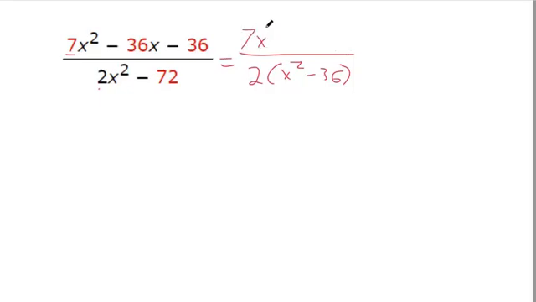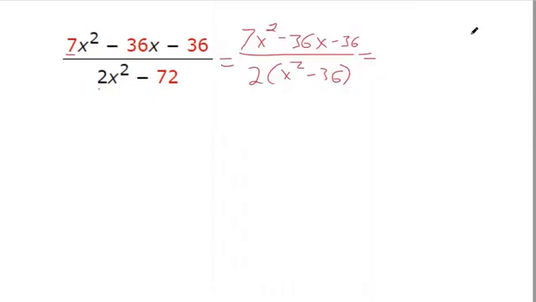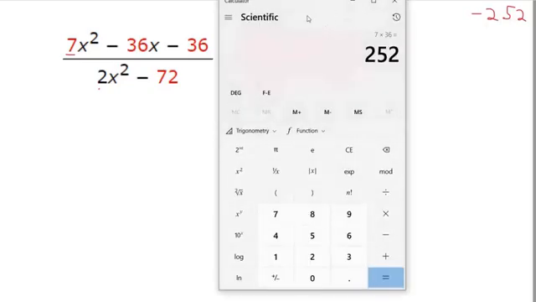Now, when you try to factor the numerator, you have to use the longer version of factoring because there's a number in front of the x squared. So what we have to do is multiply 7 and negative 36, and then I'll show you what to do with that number. It makes negative 252. Our goal is to find two numbers that multiply to be negative 252, but add up to be negative 36. So it's a guess and check type thing.